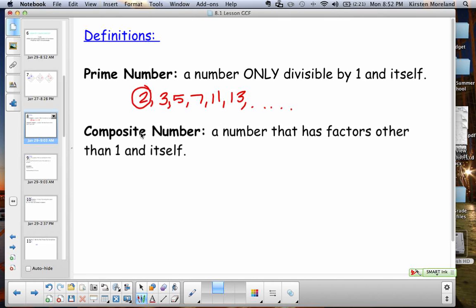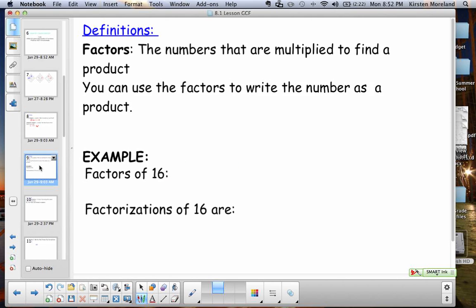And then a composite number is the exact opposite of a prime number. It's a number that has factors other than 1 and itself. So 4, for example, has factors 4 times 1 and 2 times 2. So it has factors right here like 2. Right? A couple more definitions.